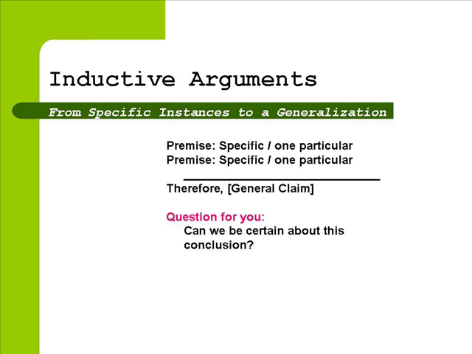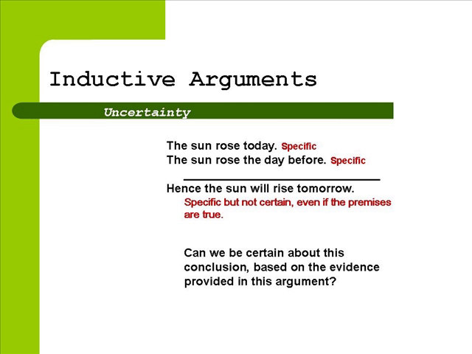Well, one problem with this situation, if you want to call it a problem and not just a reality of life, is that we can never really be certain about the conclusion when we make generalizations in this manner. But the issue of certainty goes a lot deeper than this.